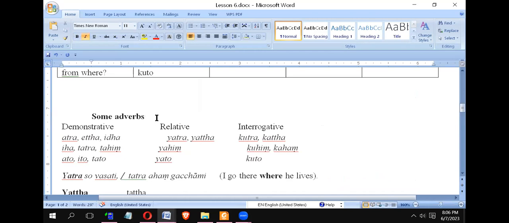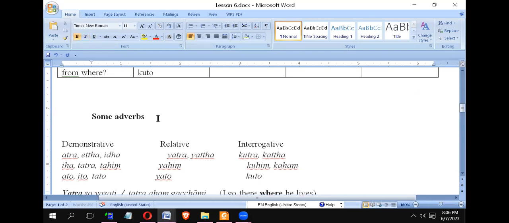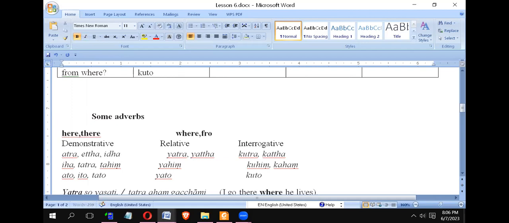Demonstrative means talking about here or there. That's all. Very simple. Here or there. Relative is talking about where, or from where. And interrogative sounds very difficult, but actually when you see the word KA, KU, or KA, it's just a question. Just put a question. That's all.